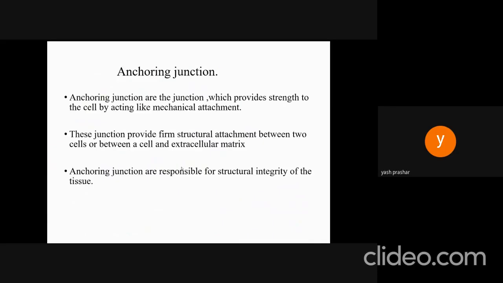Then we have anchoring junctions. Anchoring junctions are junctions which provide strength to the cell by acting like a mechanical attachment. These junctions provide firm structural attachment between two cells or between a cell and the extracellular matrix. Basically, anchoring junctions are responsible for the structural integrity of the tissue. They are a very important part of the cell junction topic.